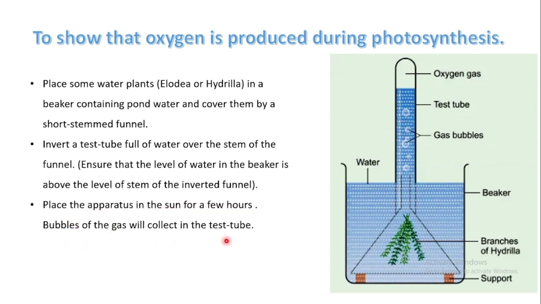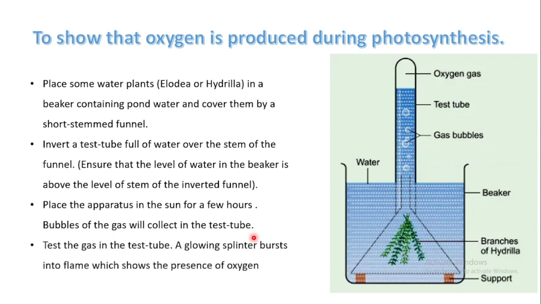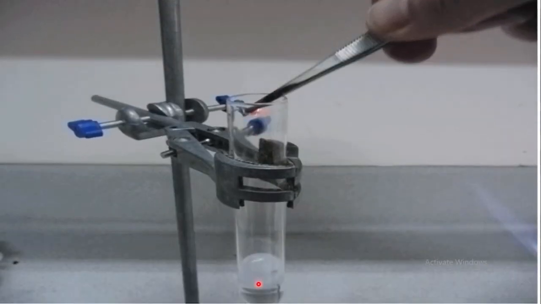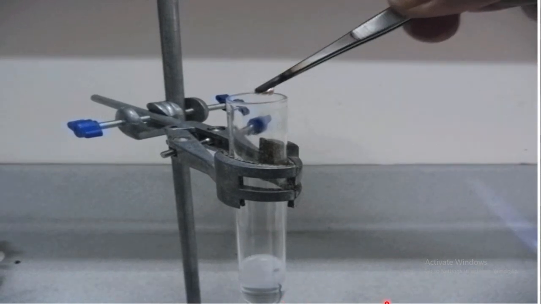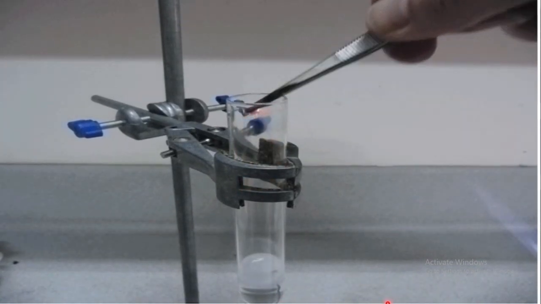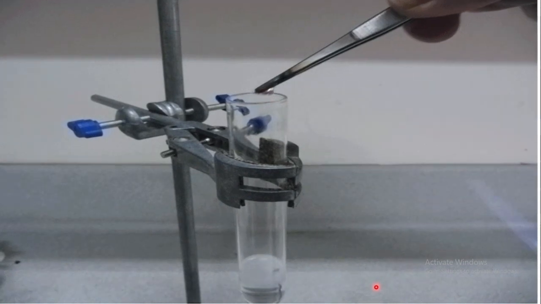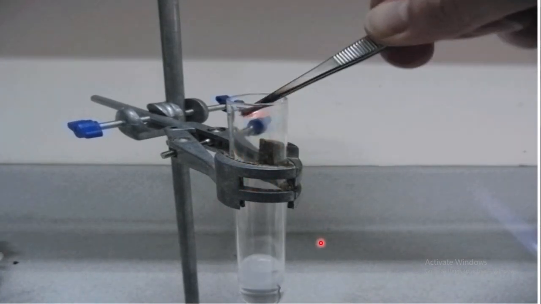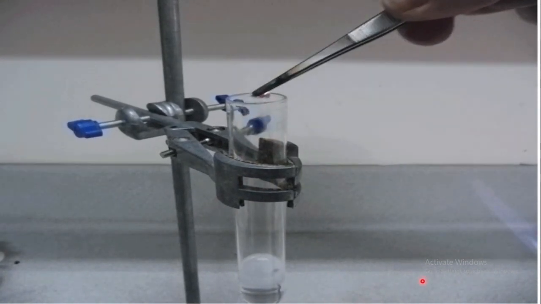Bubbles of gas will collect in the test tube, and you can test the gas in the test tube. A glowing splinter bursts into flame, which shows the presence of oxygen. Let's see an animation here. So here is a burning splinter, can you see? And when you bring it close to this gas, it will start burning. Is it clear to you?